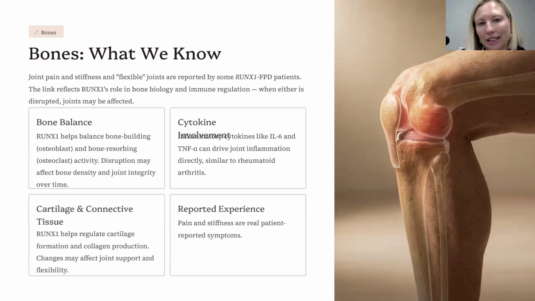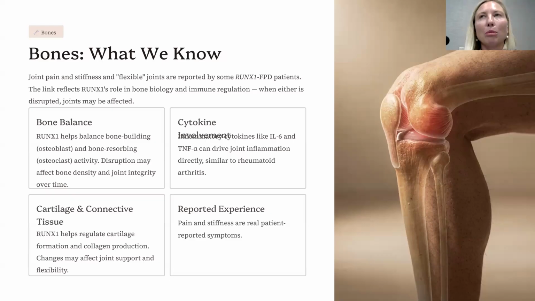And then there's one more layer to consider, and that is that RUNX1 also plays a role in cartilage and connective tissue. So it helps regulate collagen production, it helps regulate the development of cartilage cells. So again, in mouse models, when RUNX1 activity is reduced, it may actually affect how the joints are supported and how stable they are. And again, I want to emphasize, this hasn't been studied in humans, but these studies suggest that RUNX1, again, might be playing a role.